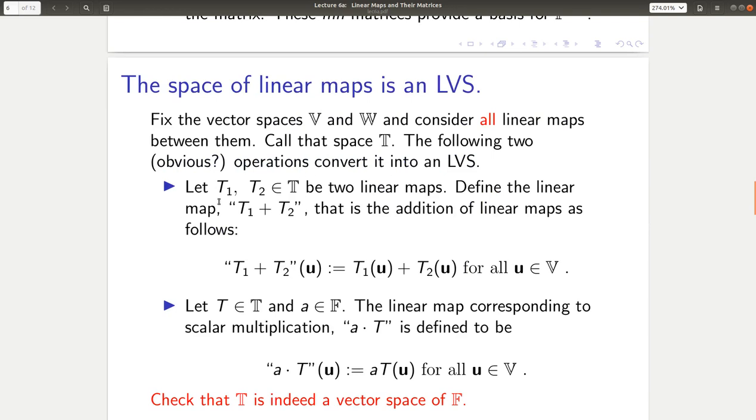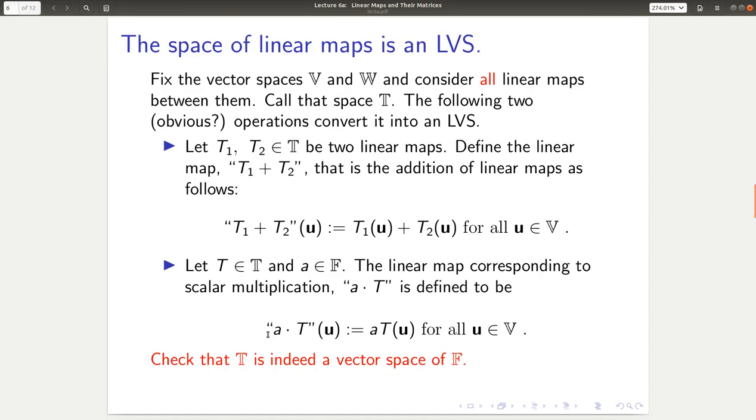How does it go? So let's say T1 and T2 are two linear maps, and we need to define addition of them. So I'm just calling this, in quotes, T1 plus T2. This is a linear map which corresponds to addition. How should that work? So I have to tell you how it works on some vector u in V. So you just take T1 of u plus T2 of u and just add it. So this is just a definition. So now we got addition.